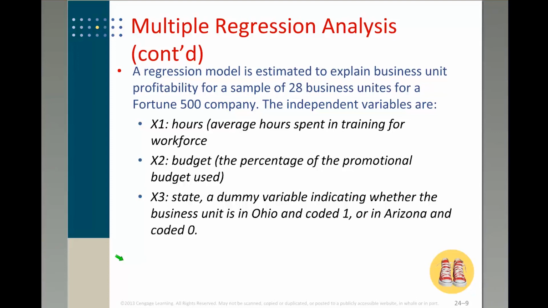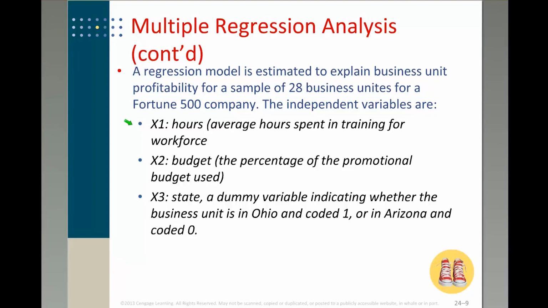The independent variables are x1, hours, the average hours spent in training for the workforce; x2, budget, the percentage of the promotional budget used; and x3, state, a dummy variable indicating whether the business unit is in Ohio, coded 1, or in Arizona, coded 2. So these are the three variables.